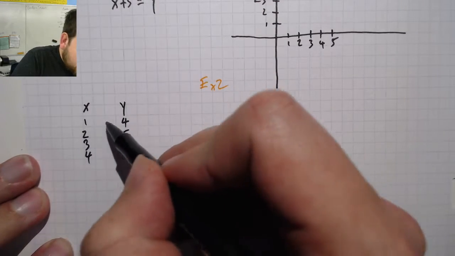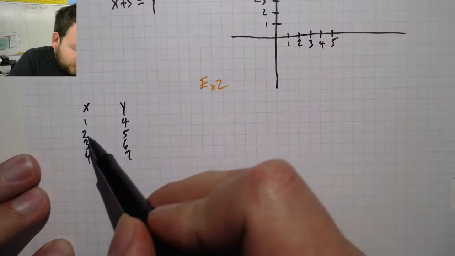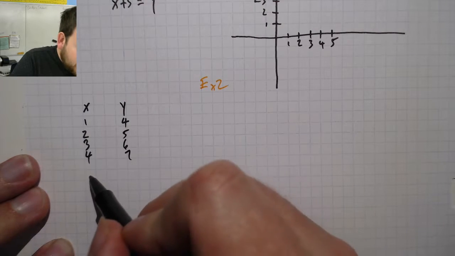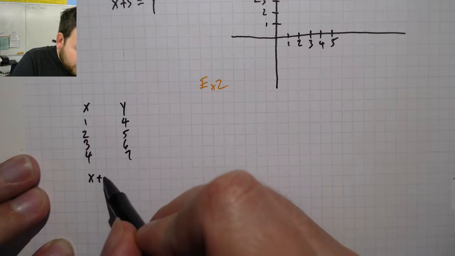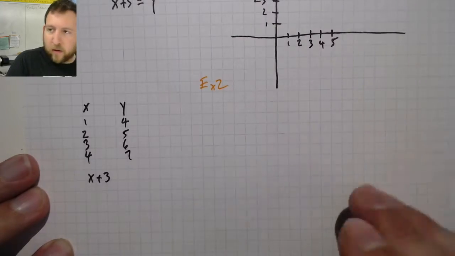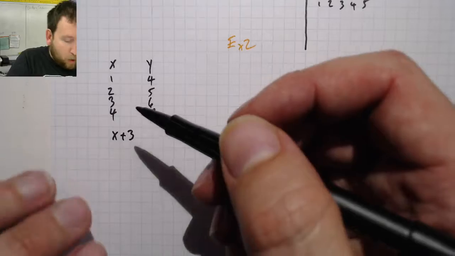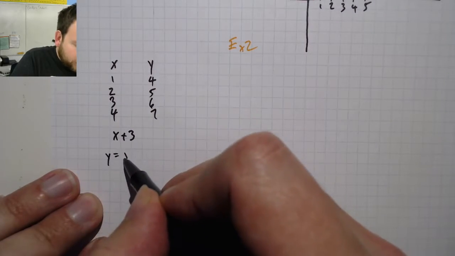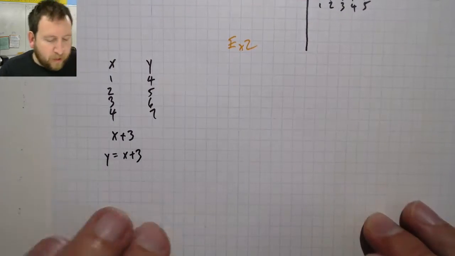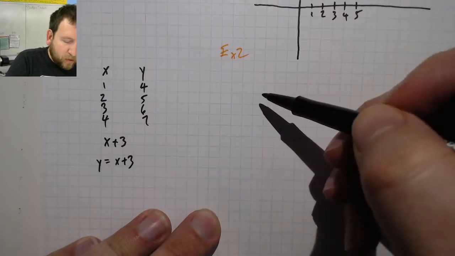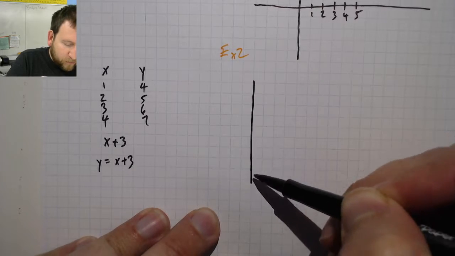Looks like I have x 1 to 3. That's a plus 3, plus 3, plus 3. I think my rule is going to be x plus 3. And from what I saw earlier, I can probably generalize my line rule already to y equals x plus 3. All right, now I need to build my graph.